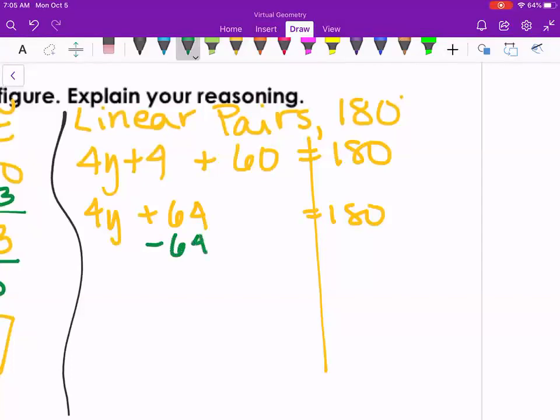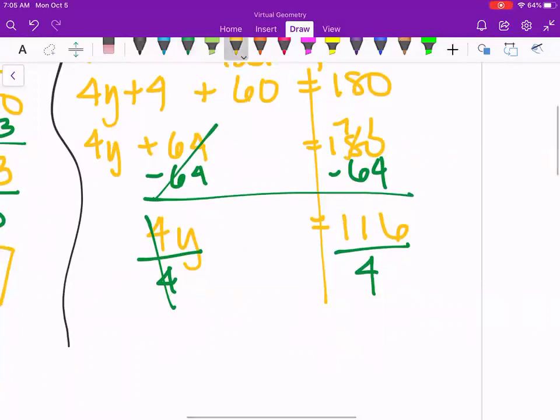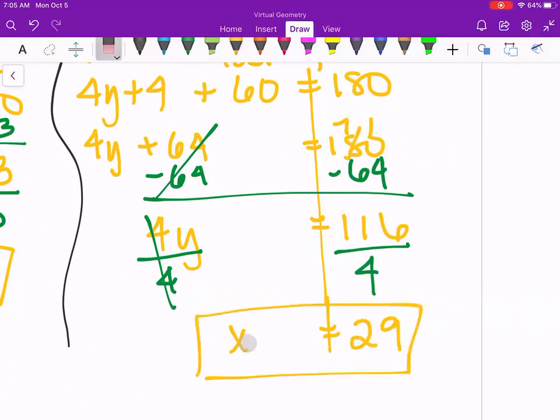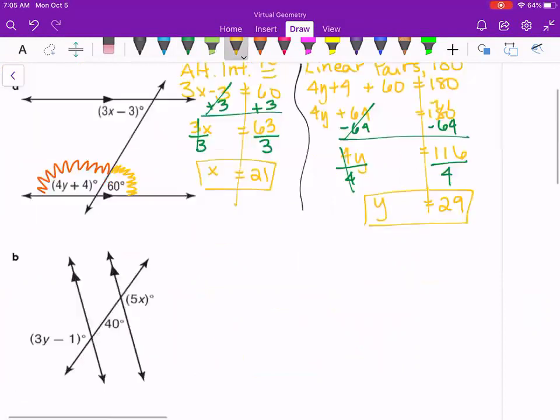So minus your 64 to both sides to cancel that out, to remove it. 4y is 116. And now we can divide both sides by that 4. And my x is 29. I'm sorry, my y. And y is 29. So now we found, using our relationships, both angles. Let's try another one and see if we can get a different way here.